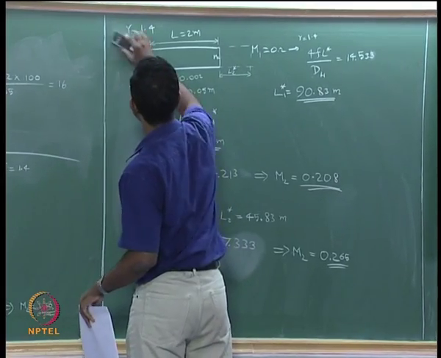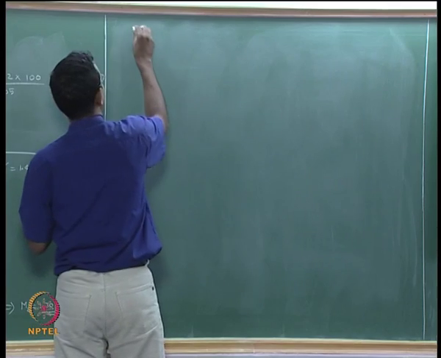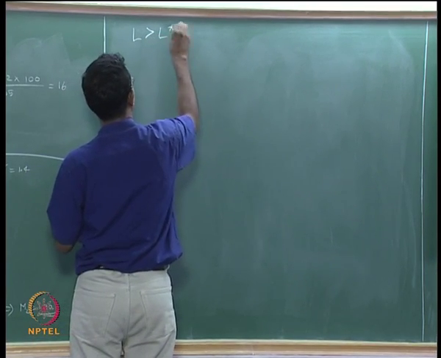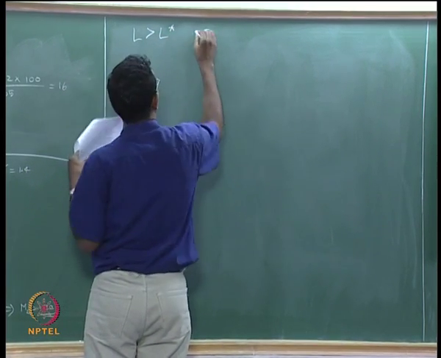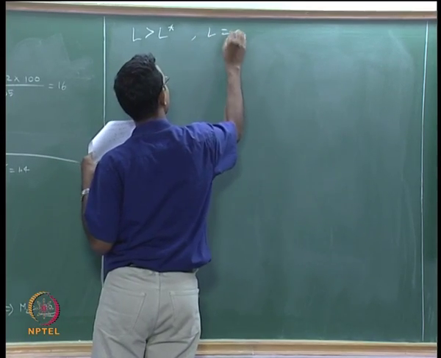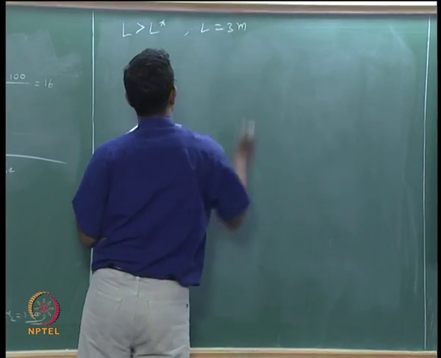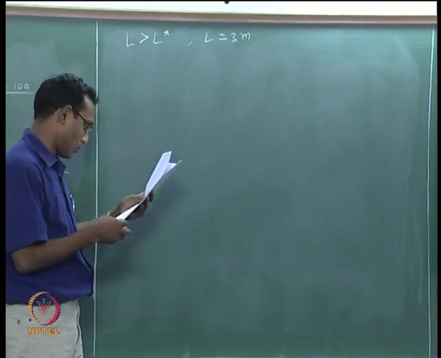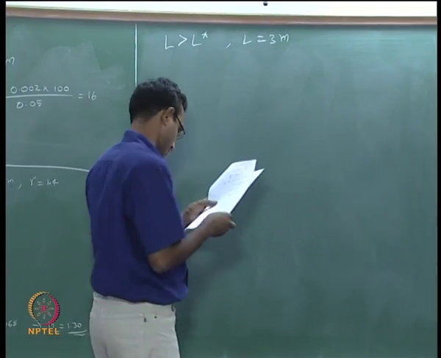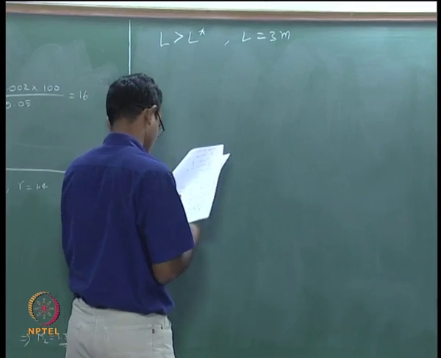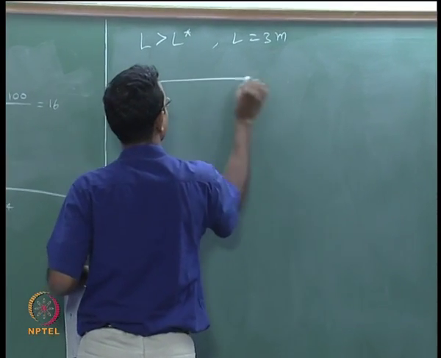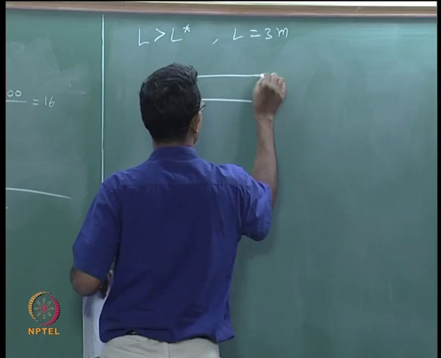Now we will choose a case where L is greater than L star. Now I will choose L greater than L star. So I am going to pick L equal to 3, same m equal to 2.0 as my Mach number. I am picking L equal to 3 meters. So, we expect a shock.